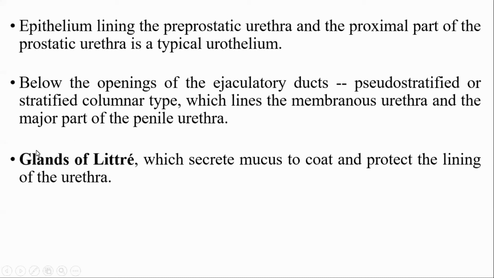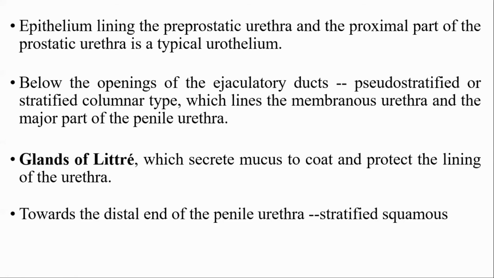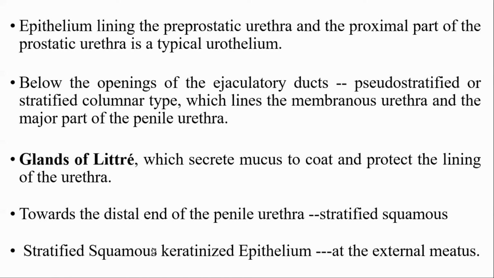What are the glands of Littre? These are the submucosal glands. They secrete mucus. Submucosal glands present in the spongy part of the urethra. So towards the distal end of the penile urethra, they are lined by stratified squamous non-keratinized type, and at the external urethral meatus, these are lined by stratified squamous keratinized epithelium. So these are the epithelial lining or histology of the urethra.